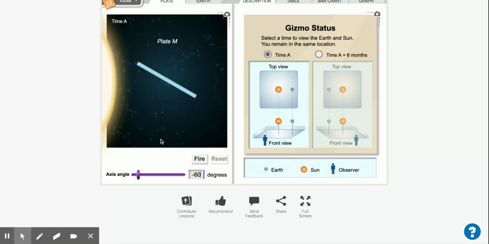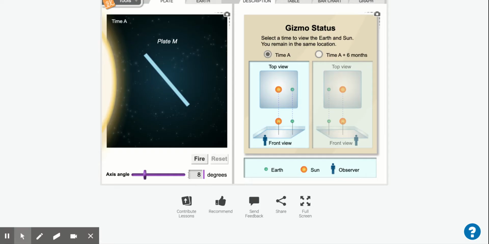After fire, write down how many hits. That would be shown right here. Hit reset. Then you'll do -40, and -20, then 0. Then for the next graph, you have 0, 20, 40, 60 degrees, and then finally 80 degrees.